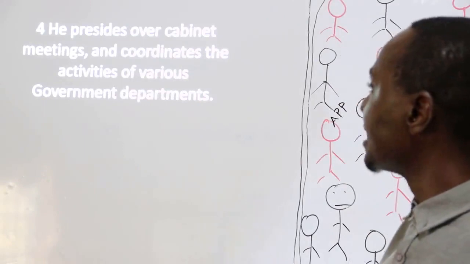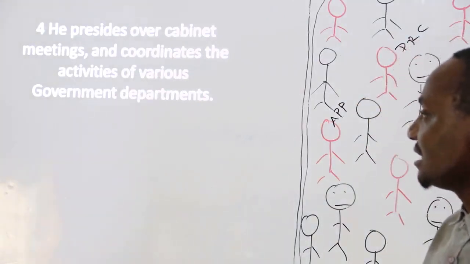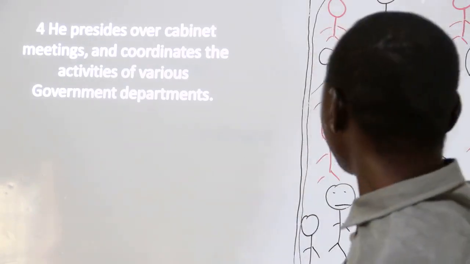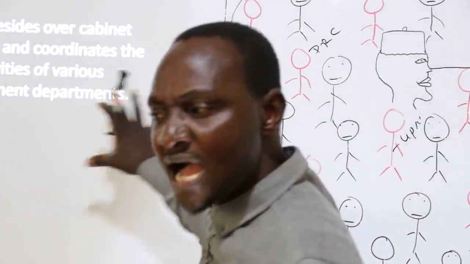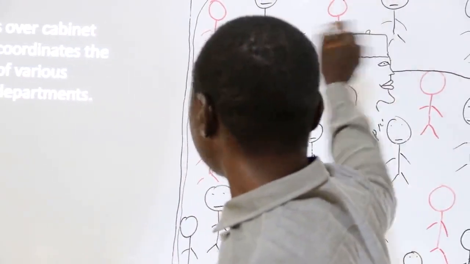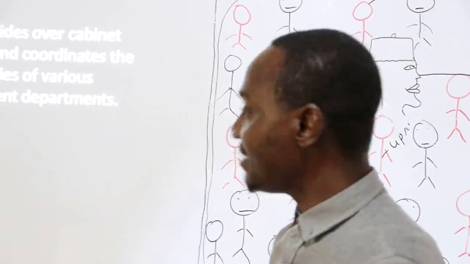Another one, the 4th one: he presides over cabinet meetings and coordinates the activities of various government departments. As he appoints them, he coordinates the activities of different departments through the heads, the ministers that he has appointed to take care of such ministries and departments.